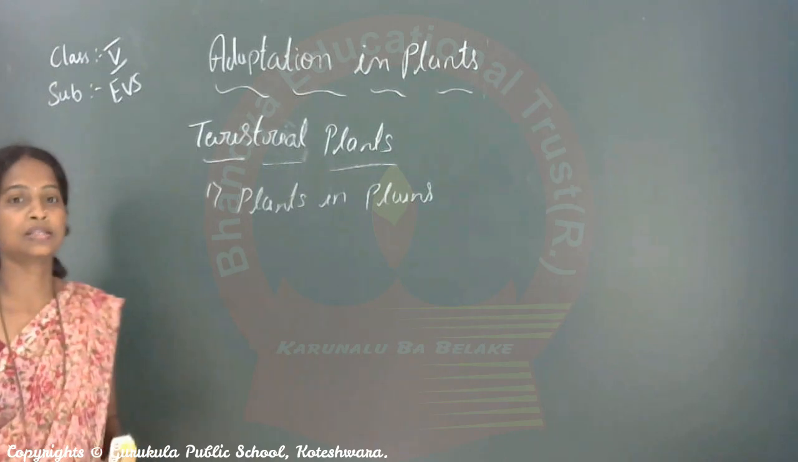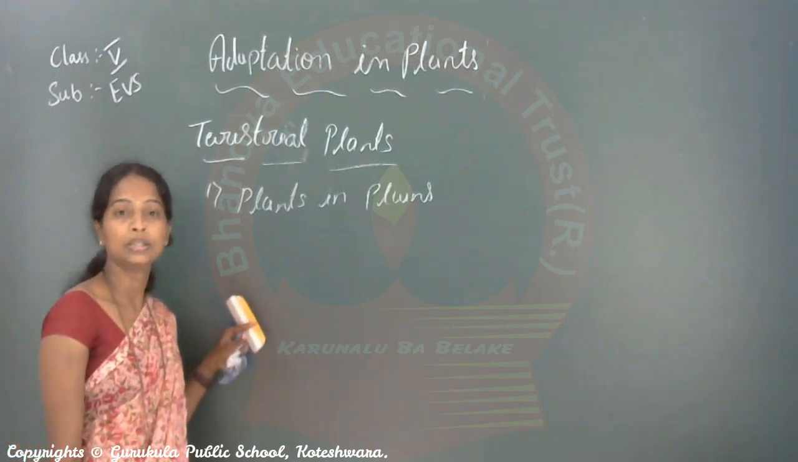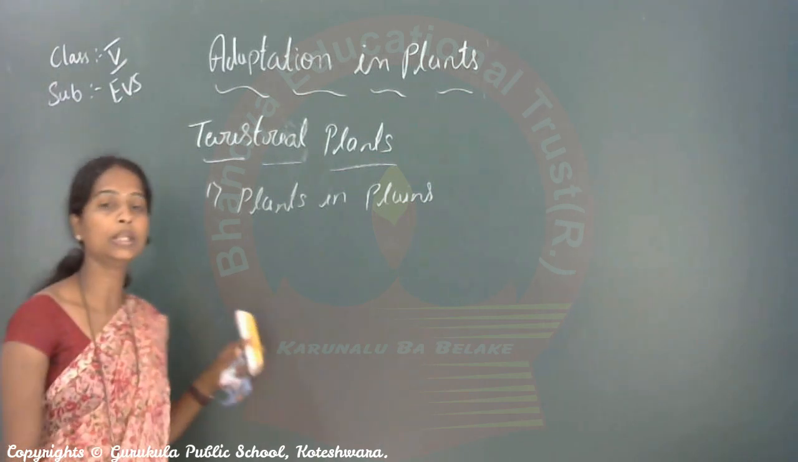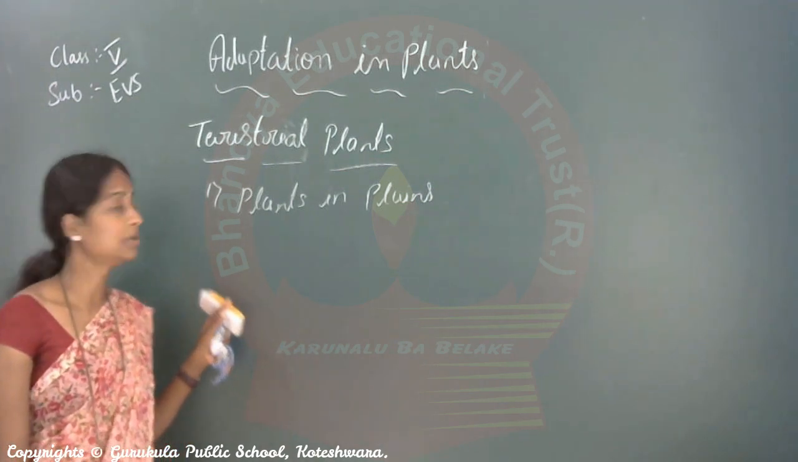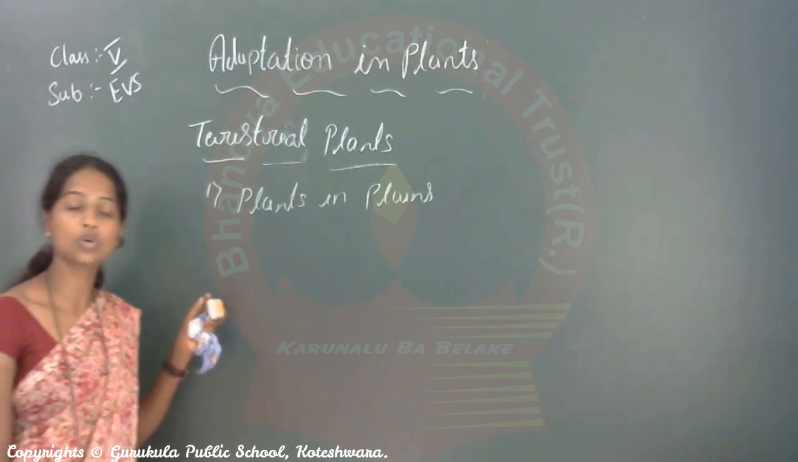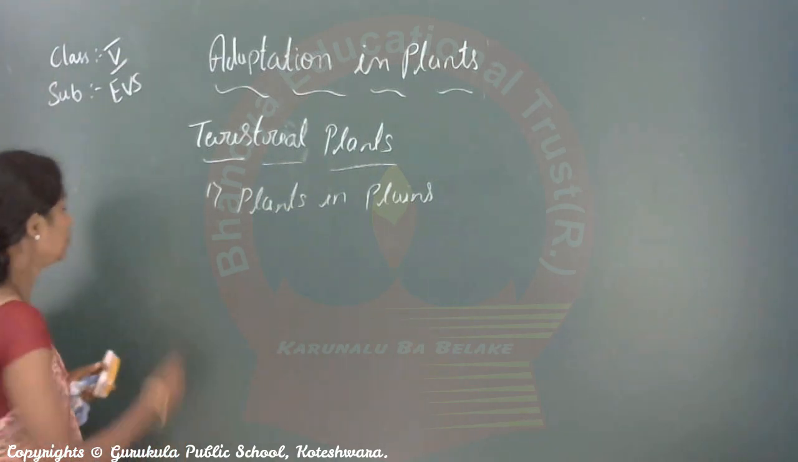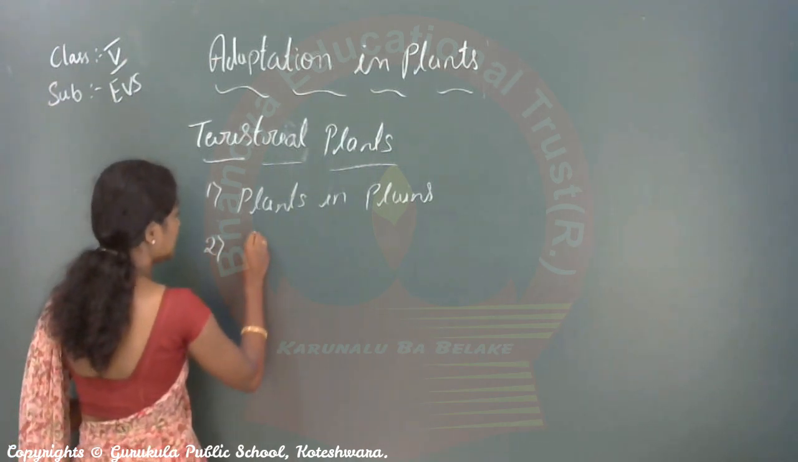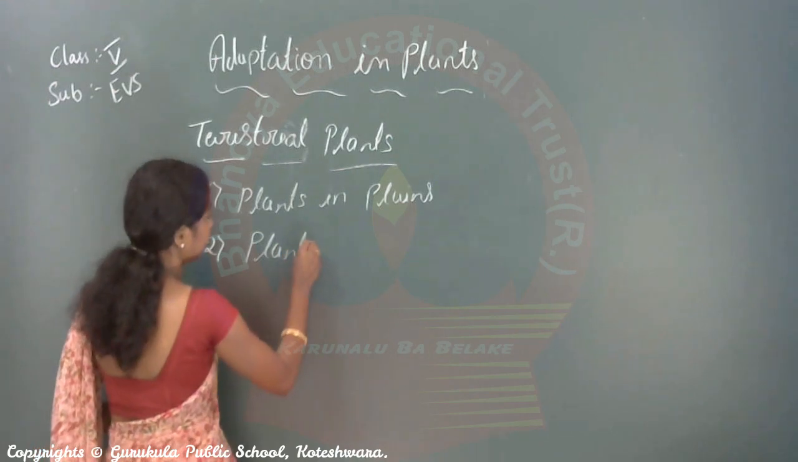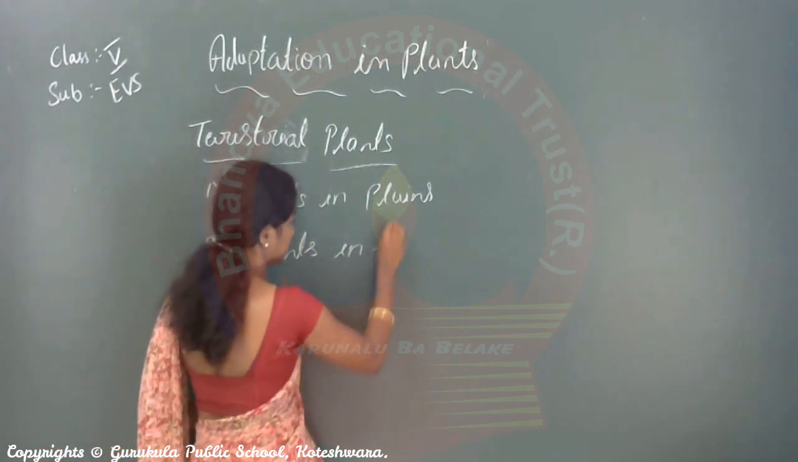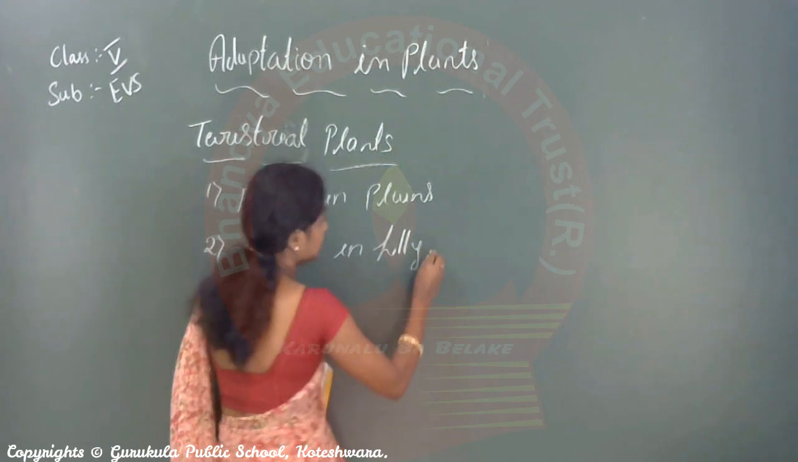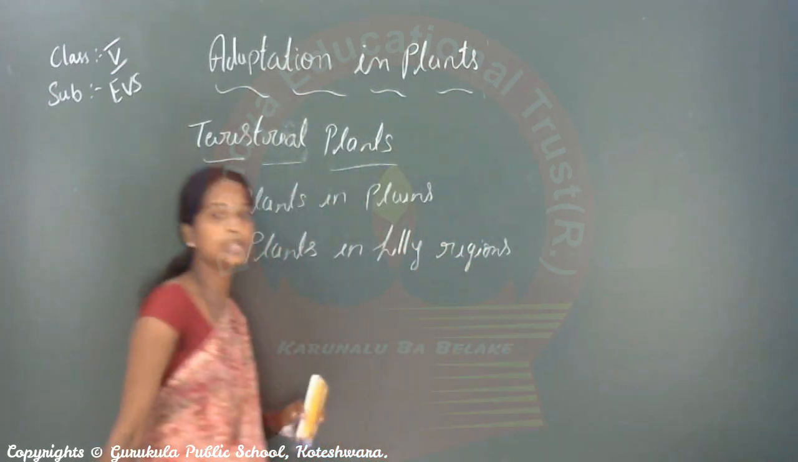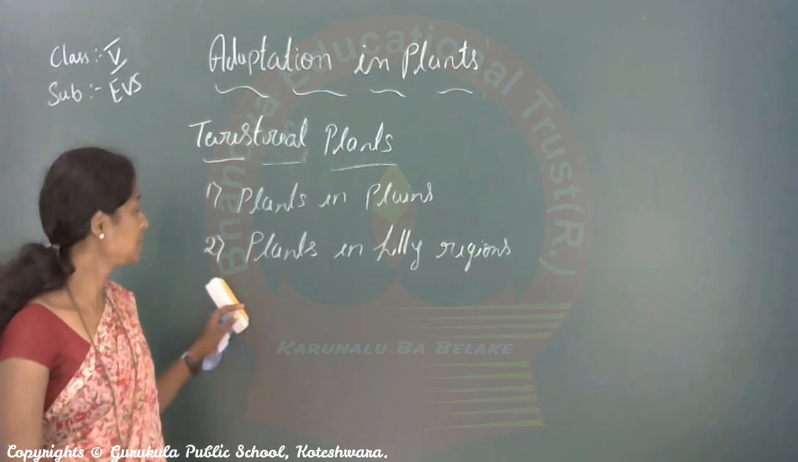Some plants such as banyan and mango also grow in plains. Coconut trees also grow in plains. And the second one is plants in hilly regions.